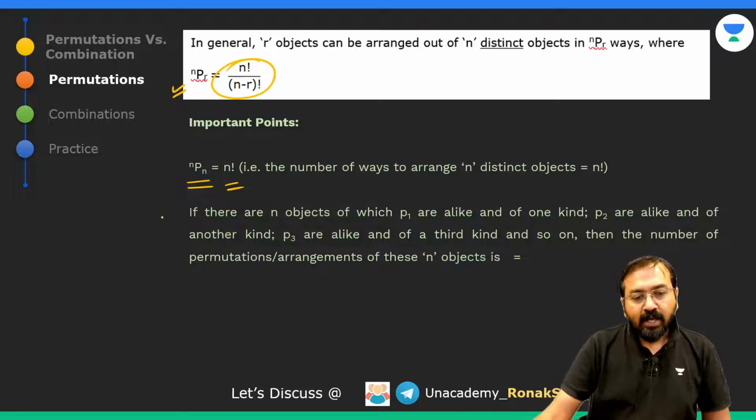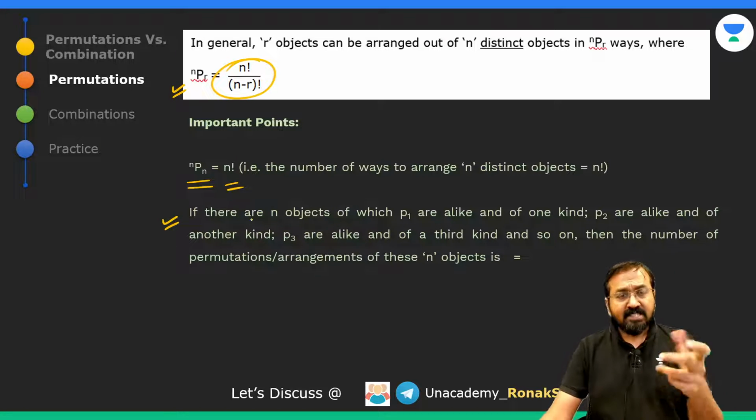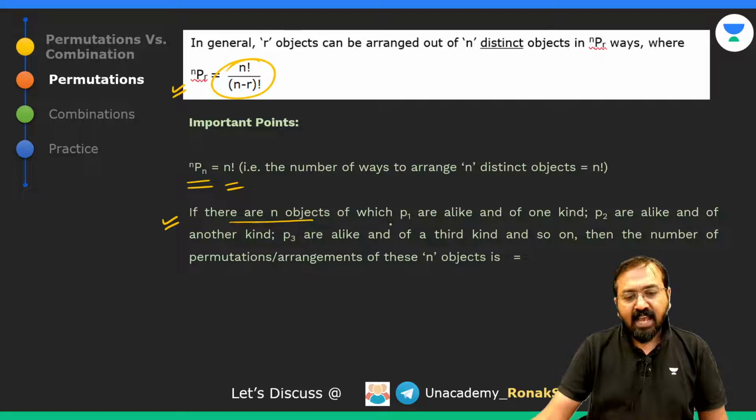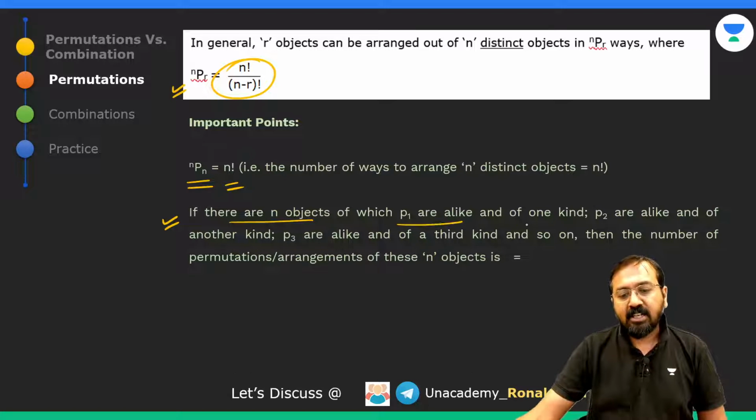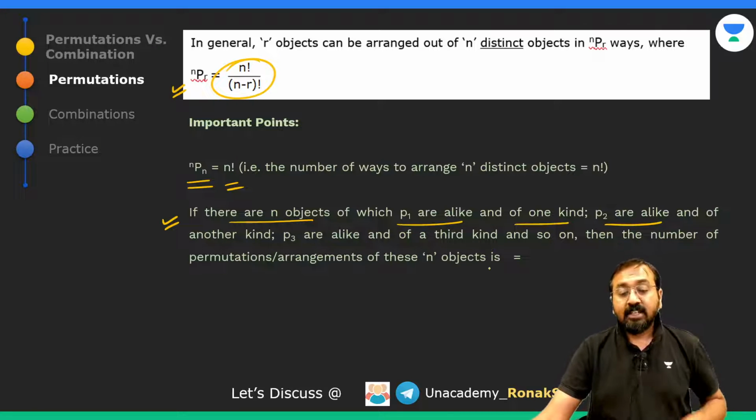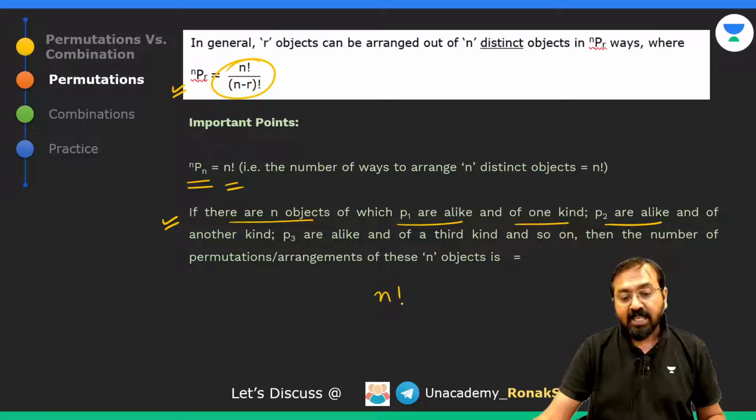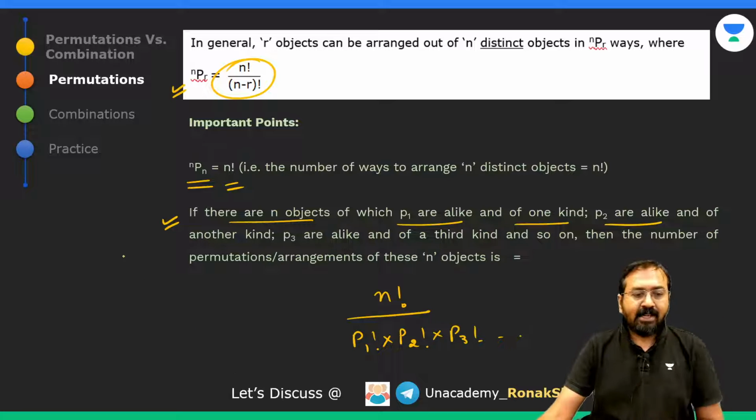Okay, now look at this point, which says that if there are N objects out of which P1 are alike, of one kind, P2 are alike, of another kind, and so on, then the number of permutations in that case will be N factorial divided by P1 factorial into P2 factorial into P3 factorial, and so on. Now what does it mean? So let's understand by an example.